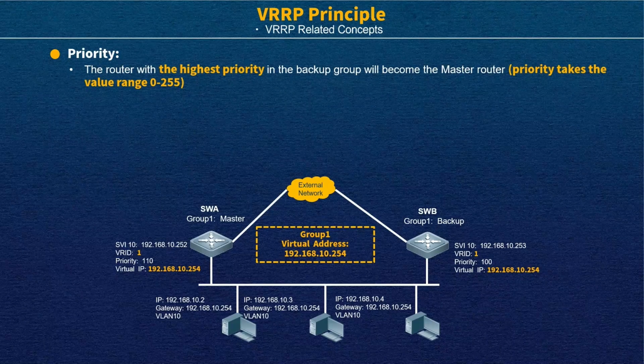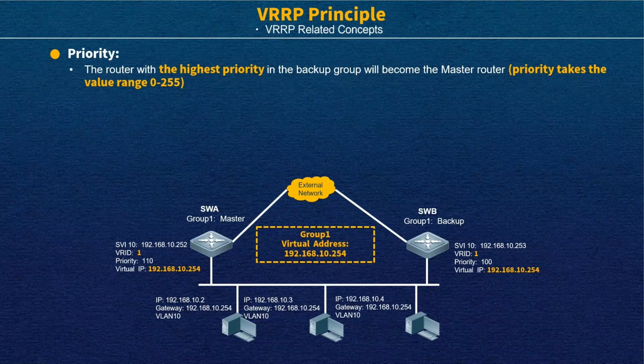The next one is the priority. If in the group we have multiple devices, how do we select the master, how do we select the backup? The first parameter we compare is the priority. The higher priority device will become the master. By default, the value is 100, and the range is from 0 to 255. You can use a command to change the priority. For example, you think switch B maybe has higher performance and we hope switch B can be the master, so you can use the command to change the priority.